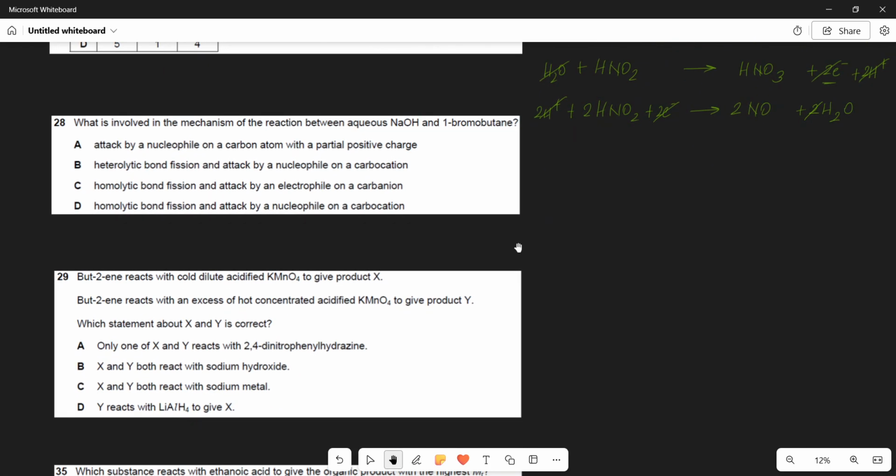What is involved in the mechanism of reaction between aqueous NaOH and 1-bromobutane? This 1-bromobutane is a primary halogenoalkane. So primary halogenoalkane follows the SN2 mechanism. SN2 mechanism means the carbon with a partial positive charge will be attacked by a nucleophile. So A.